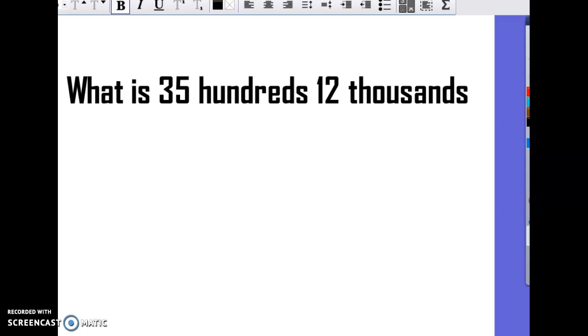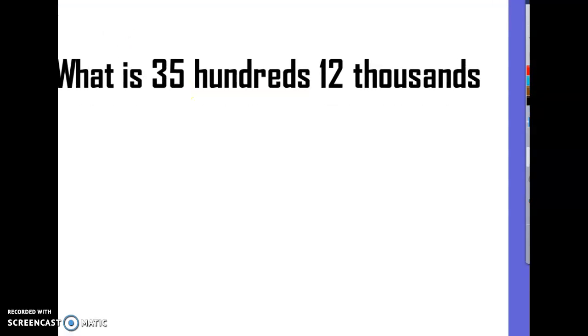Okay, today we're working on place value. So we're going to solve: what is 35 hundredths and 12 thousandths? Okay, so 35 hundredths and 12 thousandths. So remember, anytime you have a problem like this, you need to first multiply 35 times 100.